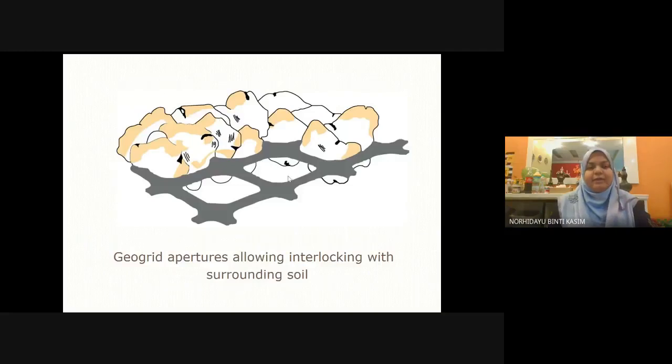As I said just now, the aperture, meaning the opening of the geogrid, allows the interlocking with the surrounding soil to increase the stability of the soil.